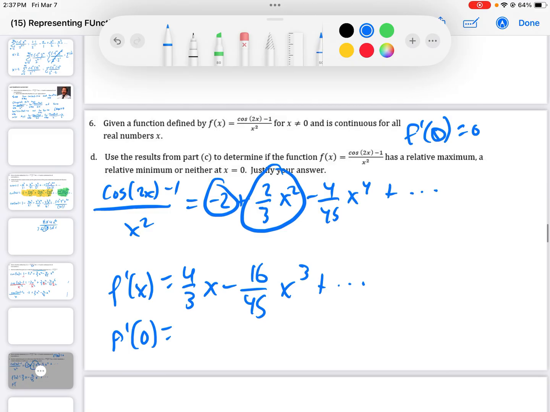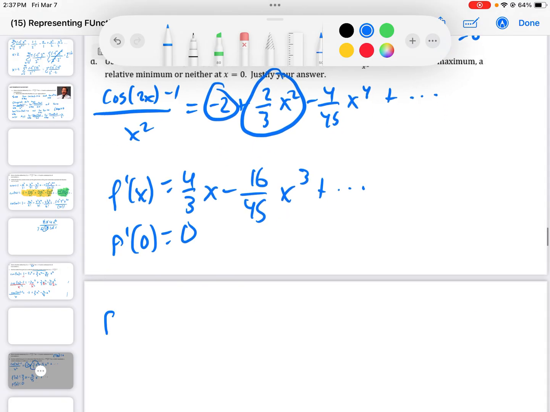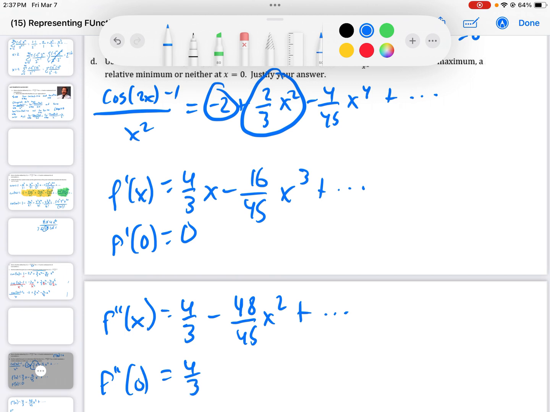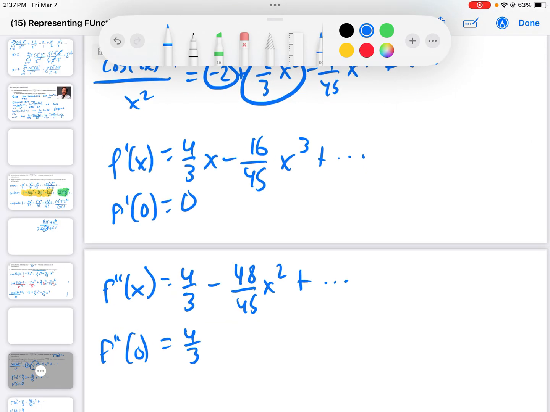When f prime of x is equal to 0, we get 0, which is what we want. The first derivative has to be 0, which it is. Now the second derivative, I'm going to use the concavity test, would be 4/3 minus 48/45 x squared plus dot, dot, dot. But f double prime of 0 is just 4/3. So what this tells me is that there is a critical value at x equals 0 because the first derivative is 0. And since the concavity is positive, it means it's concave up.